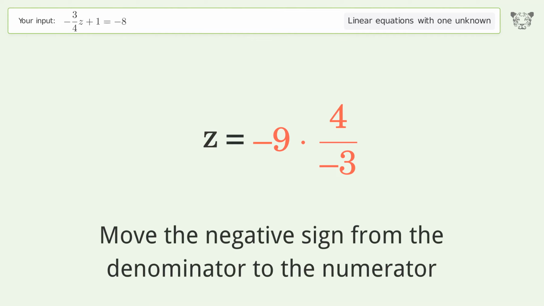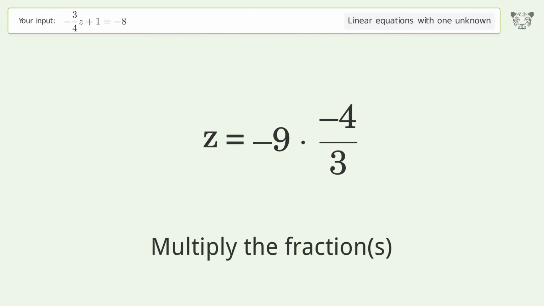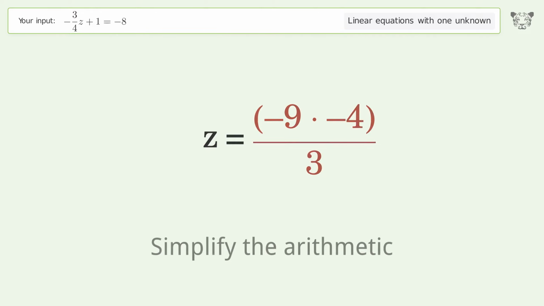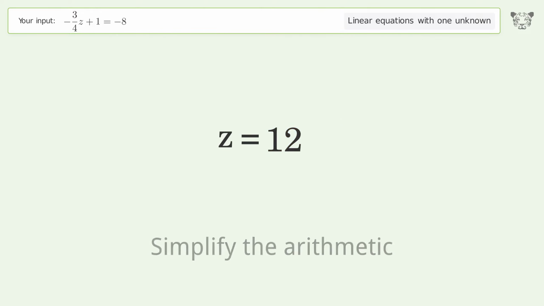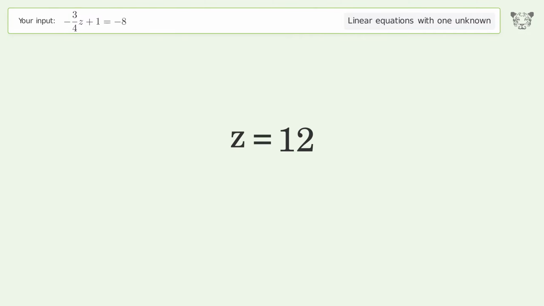Move the negative sign from the denominator to the numerator. Multiply the fractions. Simplify the arithmetic. And so the final result is z equals 12.